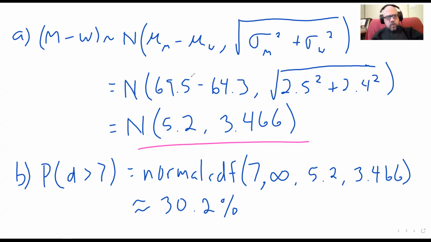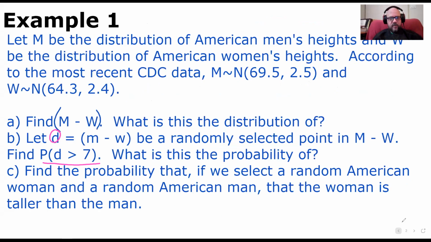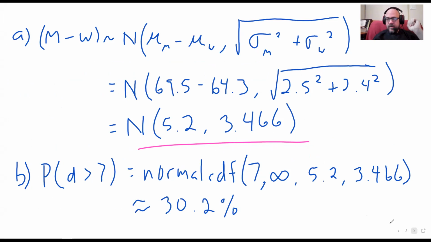All right, now luckily I've left myself another blank page because I got one more question to answer here. Okay, find the probability that if we select a random American man and a random woman, that the woman is taller than the man. I've asked this question a bunch of times when I used to teach in a classroom, and that question always stumps my students. Not always, but it's a trickier question to get.